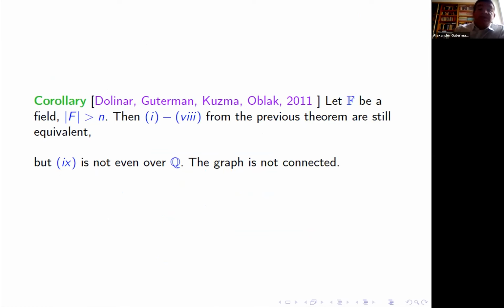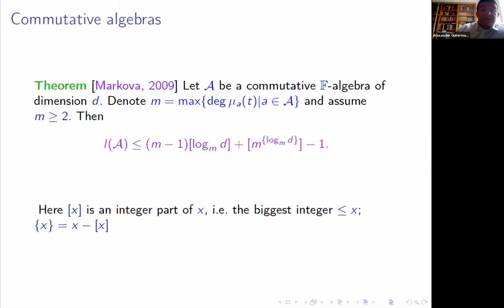For larger fields, where the number of elements is greater than 4, it turns out that the first 8 conditions are equivalent, and we proved this, but condition number 9 is no longer applicable because, say, over the rational numbers, the graph is even disconnected.